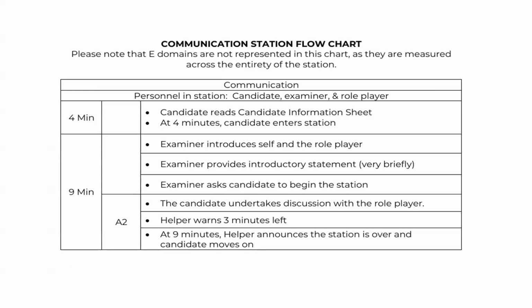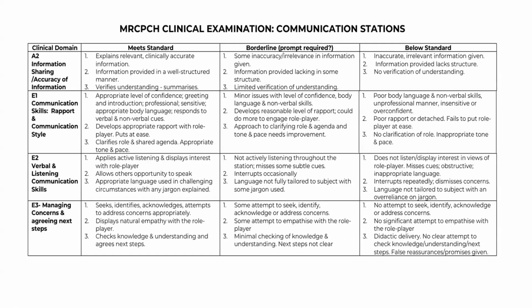So as we were talking, you have 4 minutes outside where you'll be given a candidate information sheet, and then 9 minutes inside. Once you finish 6 minutes, you'll have a warning bell to say you have 3 minutes left, and then your station ends. So you'll be spending 13 minutes in total on each communication station. All these are available on the RCPCH site if you want to look into how they mark you.